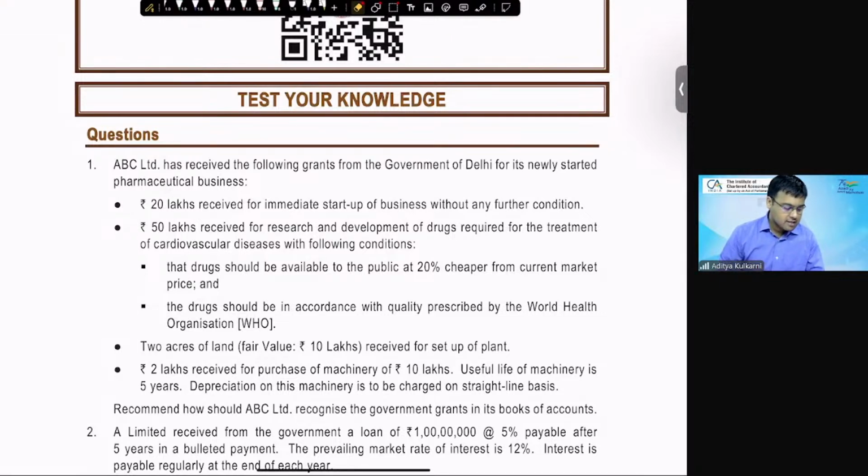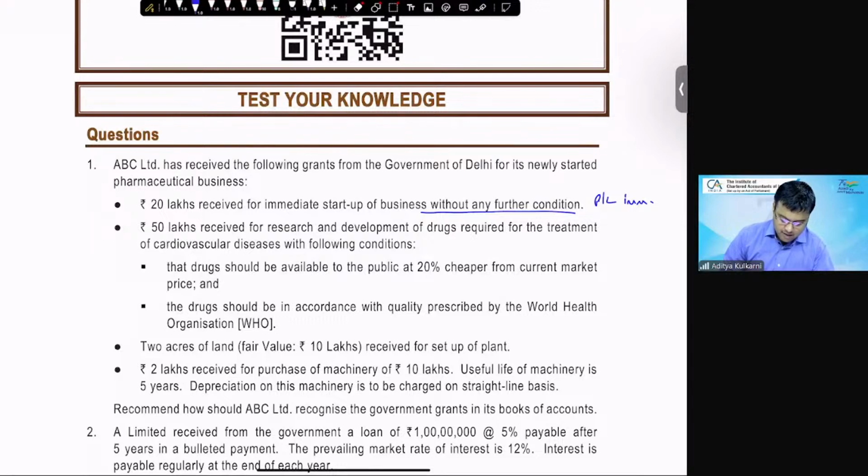20 lakhs received for immediate startup of business without any further condition. Where should I recognize it? P&L immediately. In the P&L account, immediate.